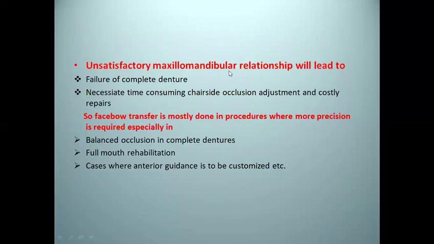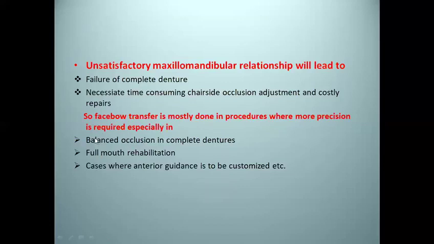An unsatisfactory maxillomandibular relationship, if face bow is not recorded in complicated cases, will lead to failure of the complete dentures, necessitate time-consuming chairside occlusal adjustment and costly repairs, because then the exact hinge axis will not be replicated, needing more chairside time. So face bow transfer is mostly done in procedures where more precision is required, because some time is taken in face bow transfer.